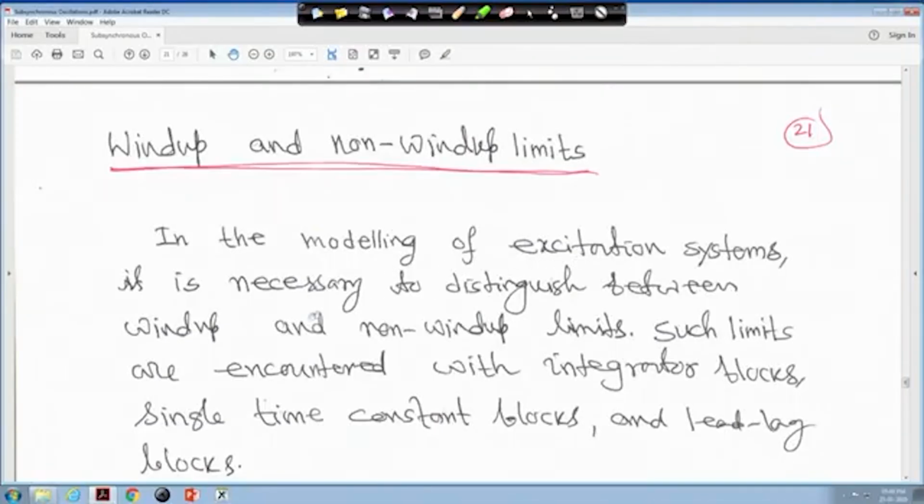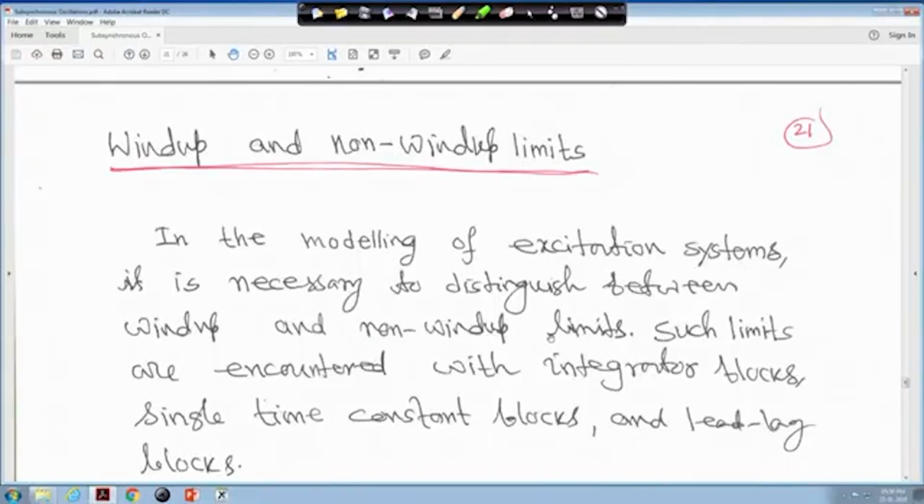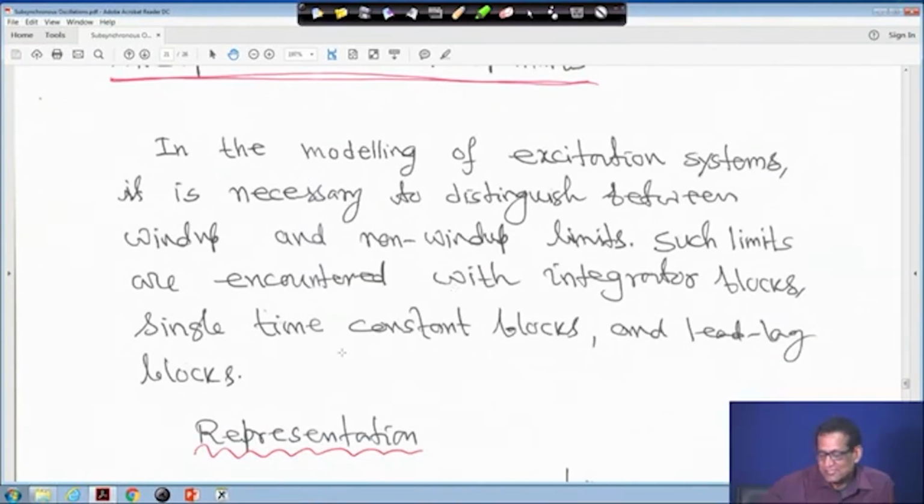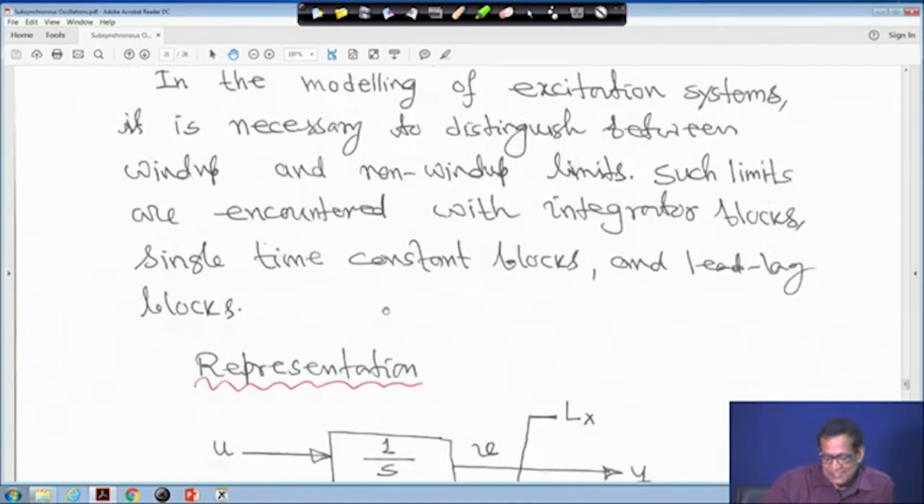So, these two things. Now, in the modeling of the excitation system, it is necessary to distinguish between wind up and non wind up limits. Although for modeling the excitation part, we have no time to do that, so we could not touch it, only a little bit we have talked. But not only that, in other control parts also sometimes we use the limiter. So, wind up and non wind up limits. Such limits are encountered with integrator blocks, single time constant blocks and lead lag blocks. So, this we will see, how it actually works mathematically, the representation.